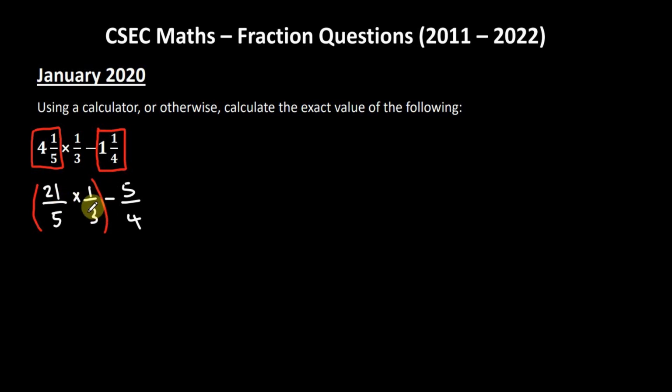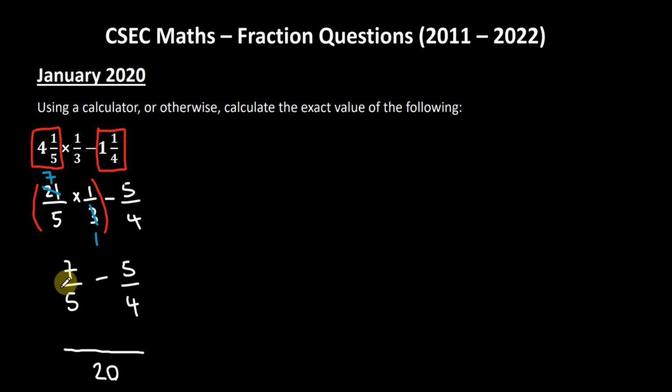We can reduce this a little bit. So we can say 3 into itself goes 1, 3 into 21 goes 7 times, which will leave us with 7 times 1, 7, divided by 5 times 1, 5, minus 5/4. And I'll just demonstrate the LCM method here. I was stuck between 2 minds. The equivalent fraction method seems a lot easier, but let's do the LCM method here.